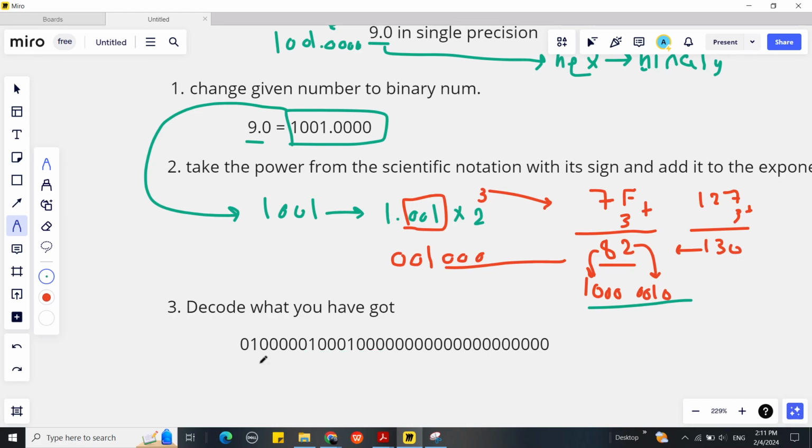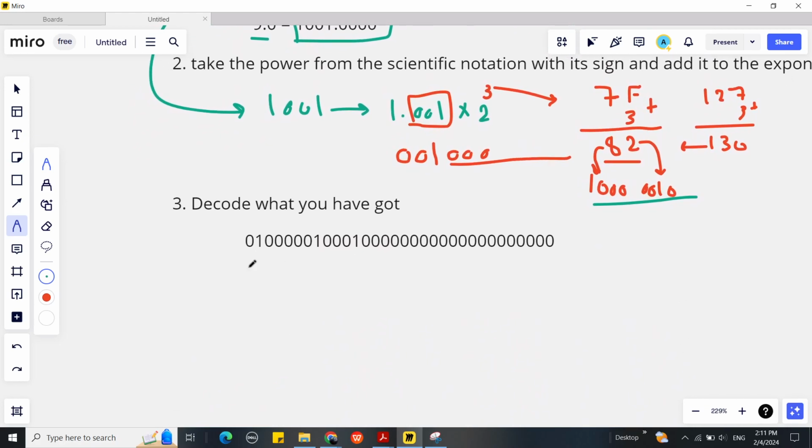Well, the next step is to break this down into nibbles. So the first 4 bits give me 4, the second 4 bits give me 1, and the third 4 bits give me another 1. As you can see, I have 0 0 0 0 0, and there should be a total of 8 nibbles: 1 2 3 4 5 6 7 8. Yep, and this is my final answer.